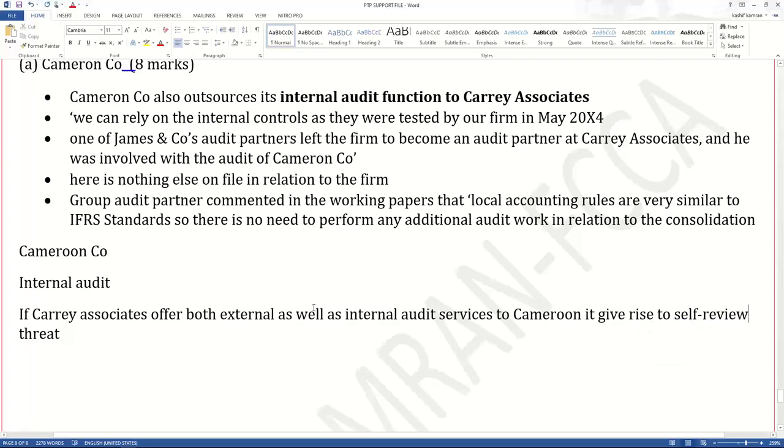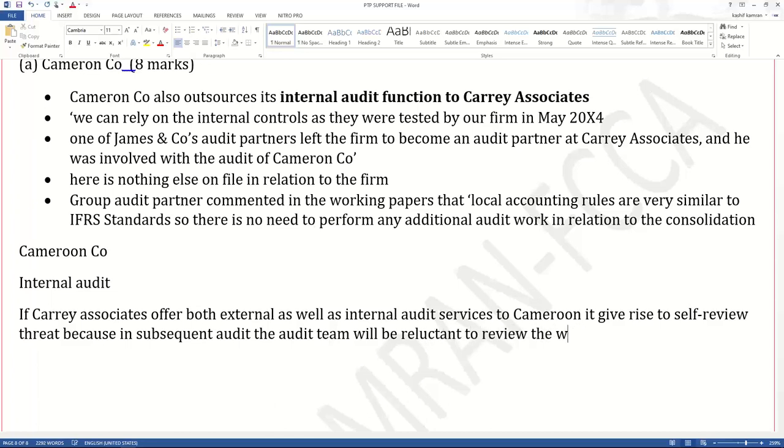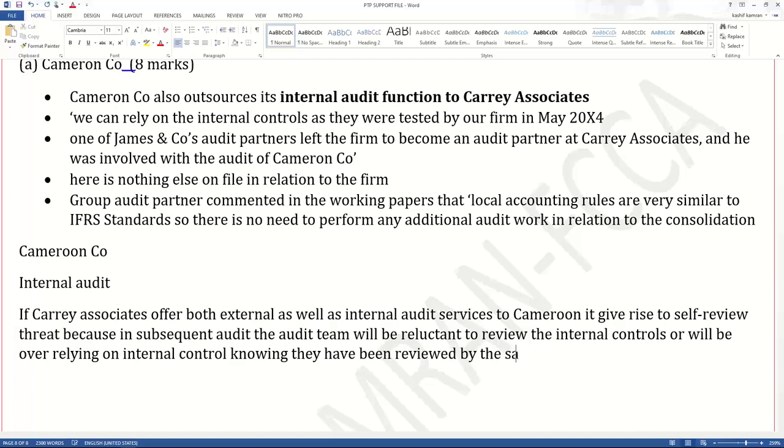If Kerry Associates offers both external as well as internal audit services to Cameroon, it gives rise to a self-review threat because in subsequent audits, the audit team will be reluctant to review the internal controls, or will be over relying on internal controls, knowing they have been reviewed by the same firm. So will you become reluctant when you come to the audit in subsequent years? You will not be performing any check and balance on internal controls, or you will be over relying on the internal controls knowing they have been reviewed by the same firm. Is that an explanation of a self-review threat here?